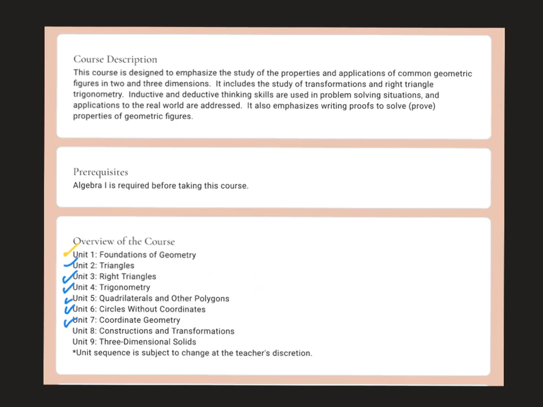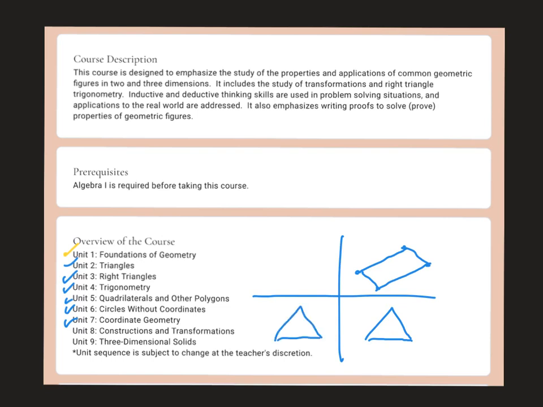Next, we'll look at coordinate geometry. Going back to that x and y axis, we'll be plotting points and making our four-sided figures on there. We might be looking at triangles on there. Maybe looking at some reflections if they're reflected across the y-axis. Those are just some things to give you a brief review of that.